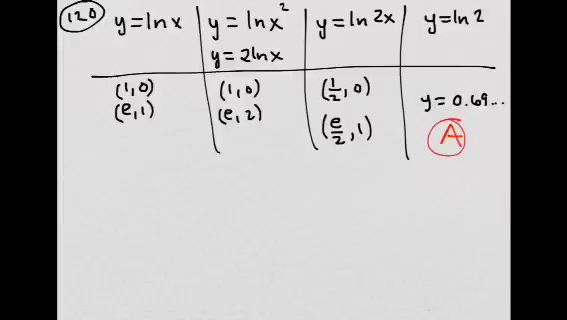Okay? Now notice that 2 of the graphs go through (1, 0). This one and this one, right? So that would be equation B and D. B and D. And D is higher than B, right? It's taller. So this would be D, and this would be B. And the other one, the one that crosses through (1/2, 0), that's C.